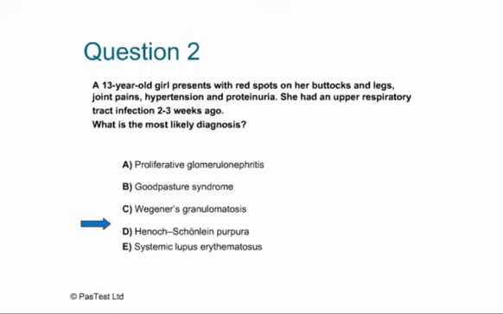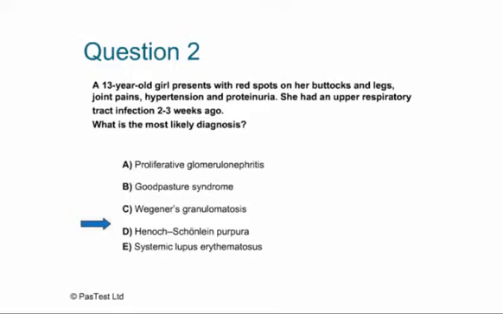She's unlikely to have a proliferative glomerulonephritis because of the rash and the joint pains. She's unlikely to have Goodpasture syndrome because there's no mention of lung involvement, and inevitably in the exam there will be. She's unlikely to have Wegener's because the rash isn't typical, and there will be other features of that disorder that should be in the question for you to make that diagnosis.